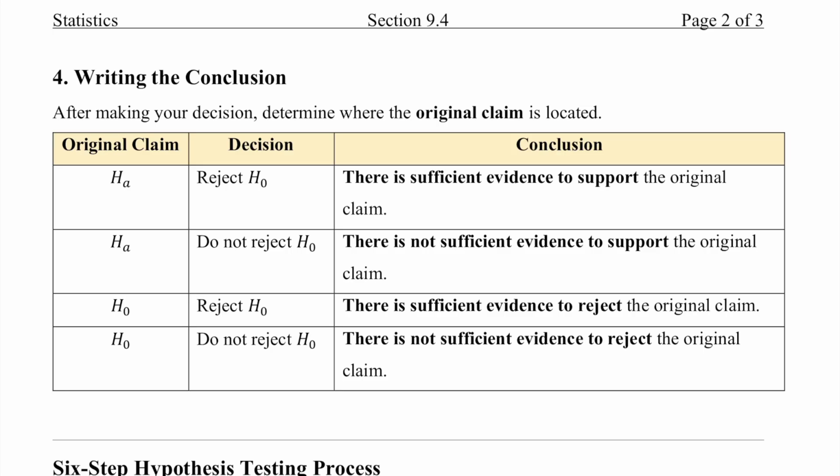If the claim in the problem is represented by the alternative hypothesis and you reject the null hypothesis, then you would write, there is sufficient evidence to support the original claim. If the claim is represented by the alternative hypothesis and you do not reject H0, then you would write, there's not sufficient evidence to support the original claim.